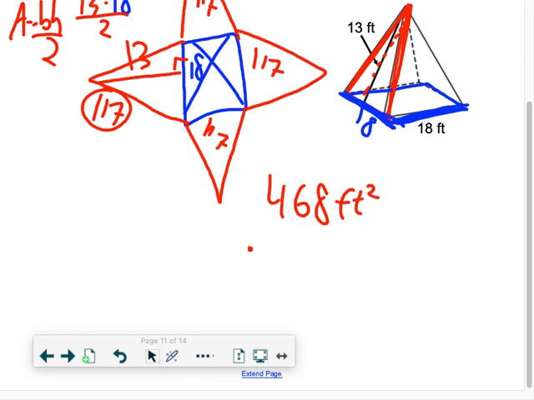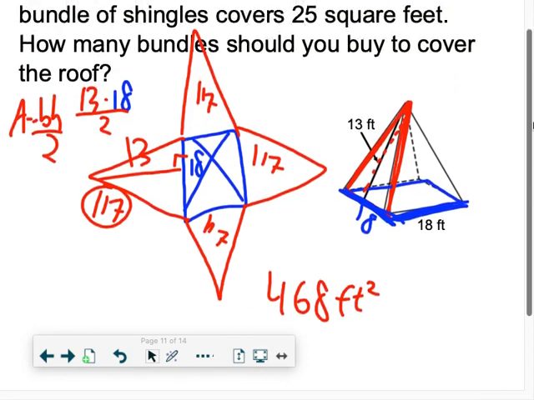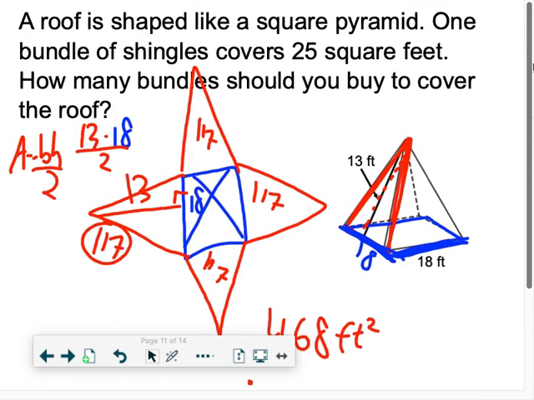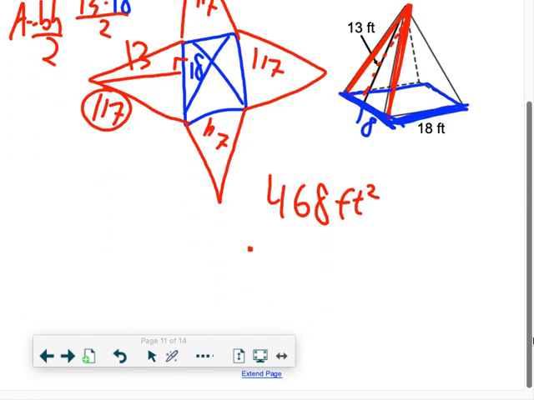That's where IXL is going to say, oh, looks like you need more practice. That's where I would put a star -1 on a quiz or on a worksheet, because you're right, but we didn't answer the question. The question didn't say find the surface area. It says how many bundles do we need if each bundle covers 25 square feet? I need to cover my entire roof, 468 square feet.